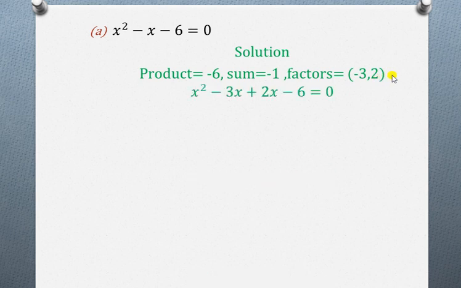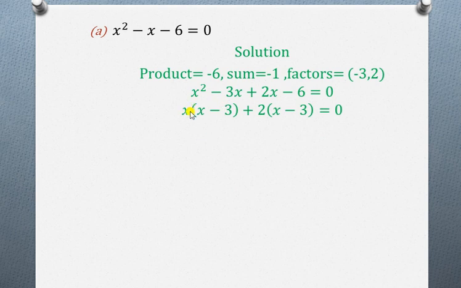Next step. The next step is simple because it is a matter of getting the factors that you obtained and multiplying each of them by x. After multiplying each of them by x, they will replace our negative x term. So once they replace negative x, it means we shall have negative 3x because of this which was multiplied by x, and positive 2x because of this 2 that we multiplied by x. Negative 6 remains the way it was originally, and on the right we shall maintain our 0.